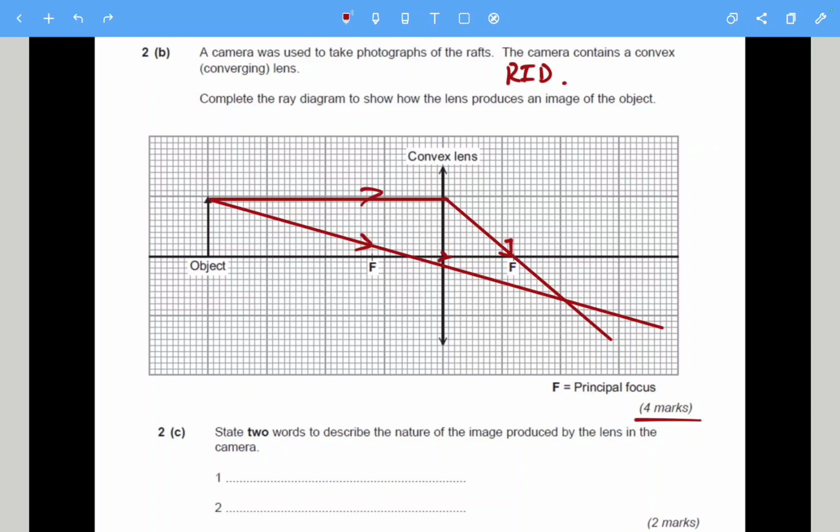So state 2 words to describe the nature of the image. So the image is here. So it should be real, inverted, diminished. We should know that anyway. Then just write them in. So real, inverted. You could write diminished as well.